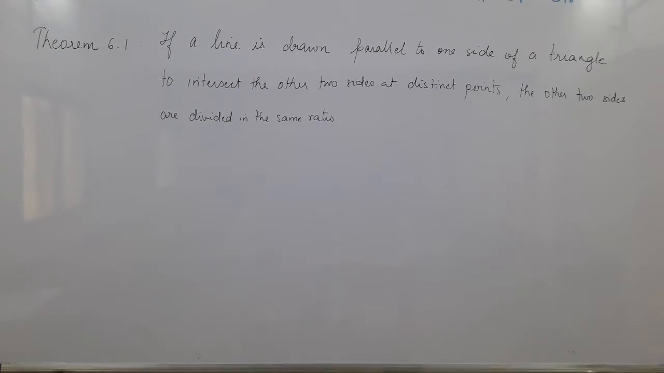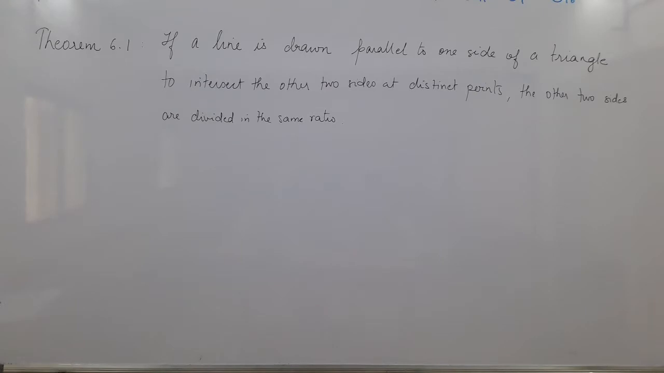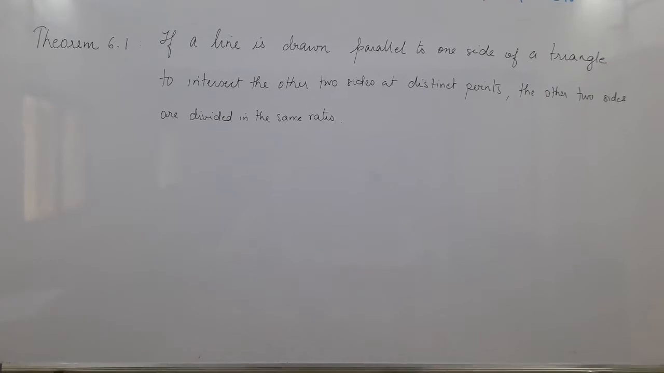I have written the theorem on the board. Is it clear to you? Theorem 6.1 states: if a line is drawn parallel to one side of a triangle to intersect the other two sides at distinct points, the other two sides are divided in the same ratio.